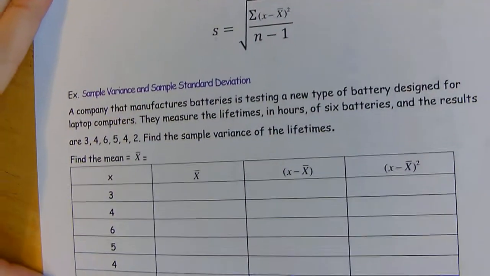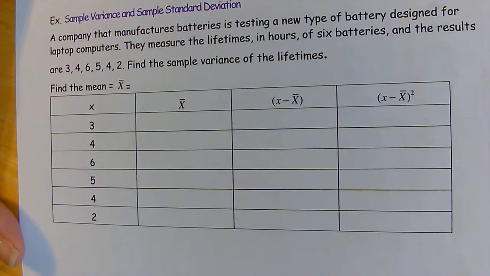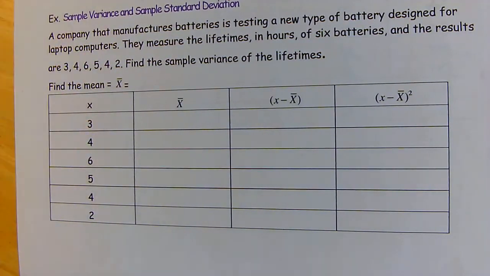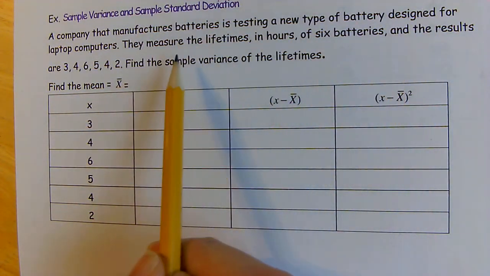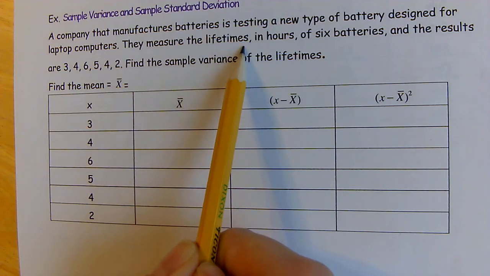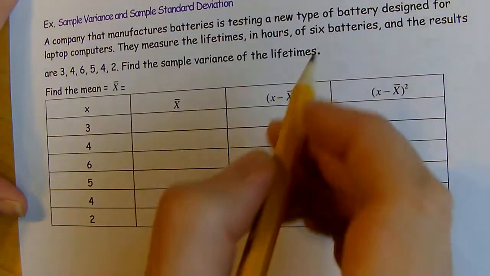So let's do this problem. We have a sample of 6 batteries. We're testing out a new type of battery design, so they measured the lifetimes in hours of 6 batteries. So my n is 6.